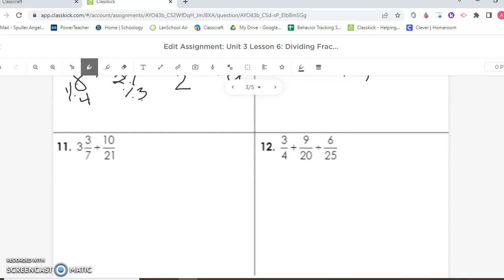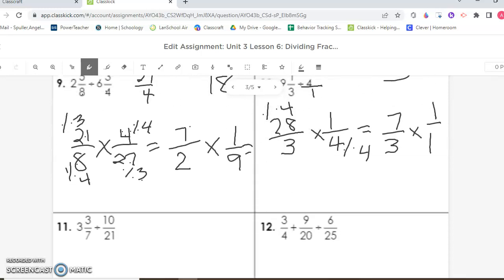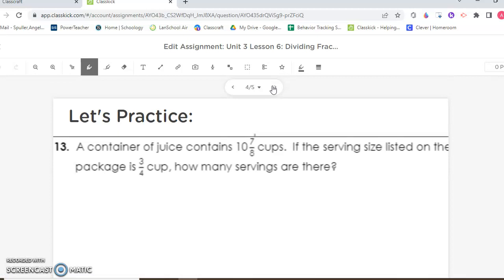Okay, 11 and 12. If you did them, that's great. They will be extra practice, but I'm not going to go over them. I want to get into our story problems. All right, so let's look at how we can read a story problem.